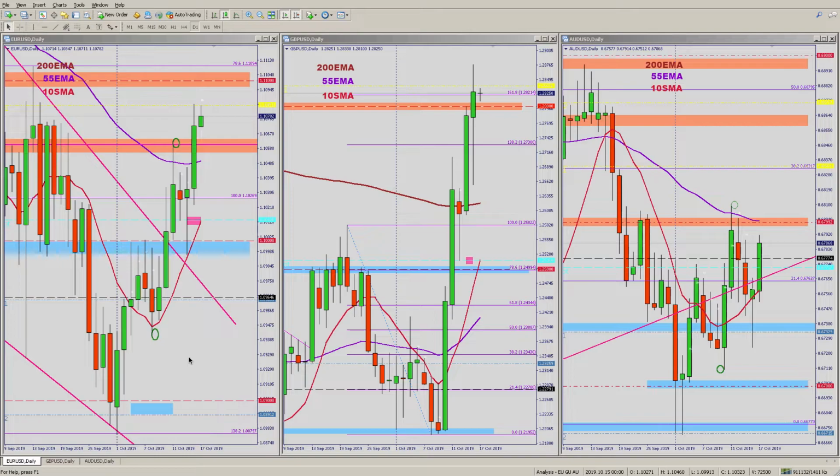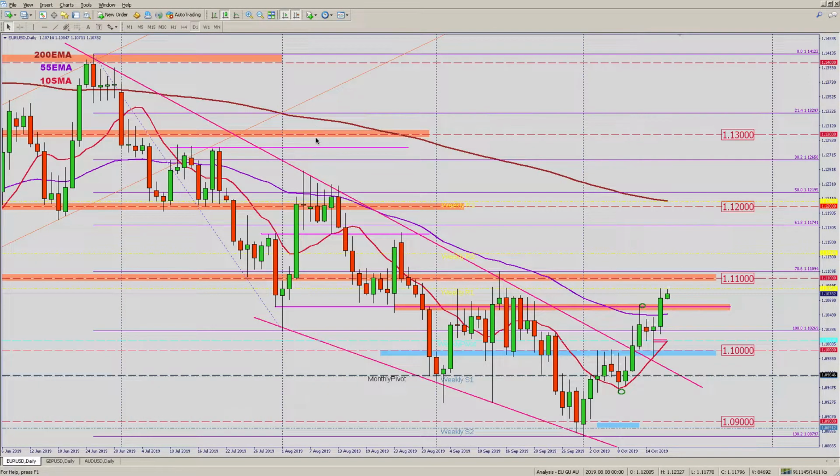From EasyFX Code Trading System, and it is Thursday, the 17th of October 2019. And this is the daily analysis for Euro, Cable, and Aussie dollar. And it's just before 11 a.m. in Singapore. Let's begin with the Euro.